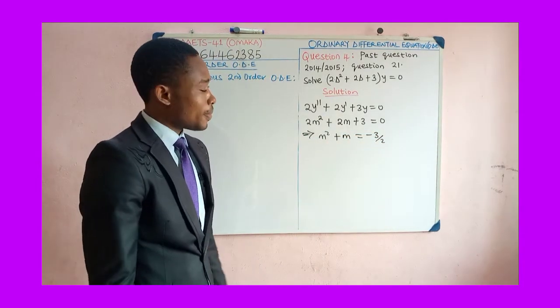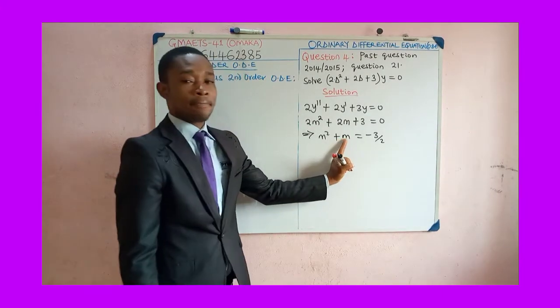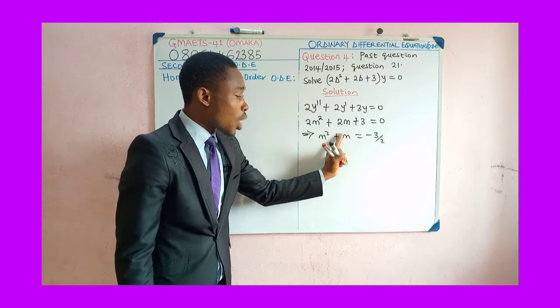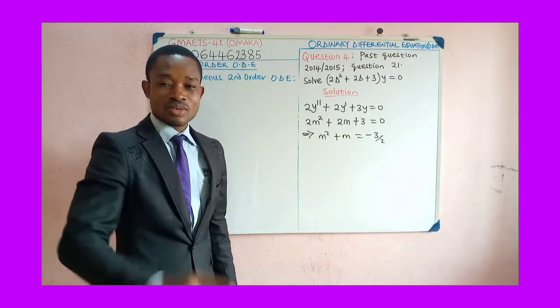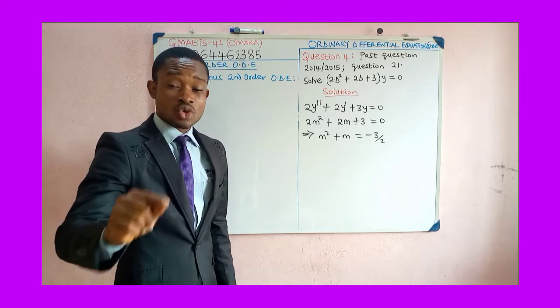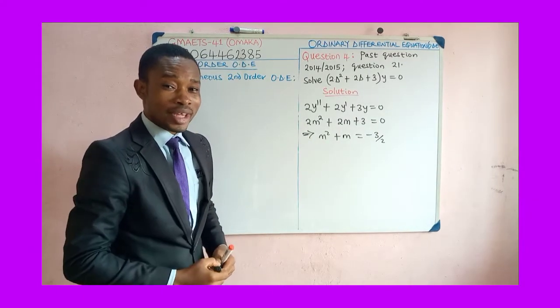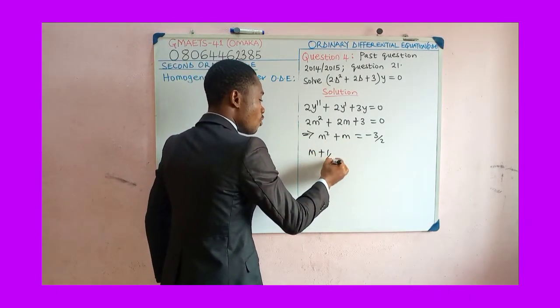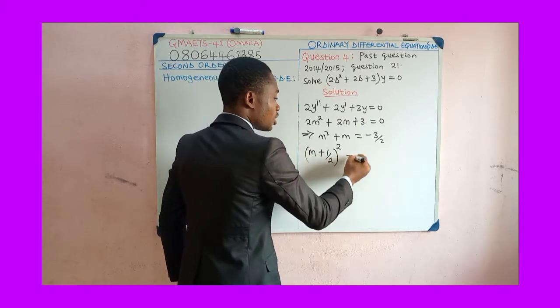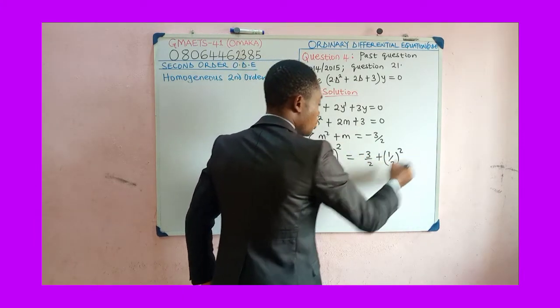Is that okay? Good. We are going to find half the coefficient of this m. The coefficient of this m is 1. Half of 1 is 1 over 2. So that half, which is 1 over 2, I'm going to square it and add it to both sides of the equation. Remember our trick. So let's do that. Coming to the left hand side is going to be m plus 1 over 2, everything squared, equal to -3 over 2 plus 1 over 2 all squared, right?